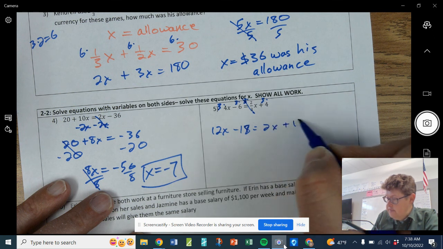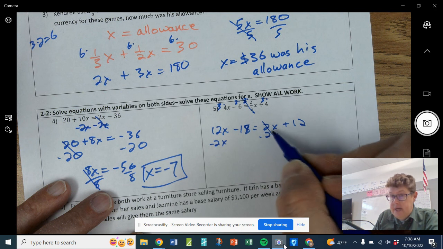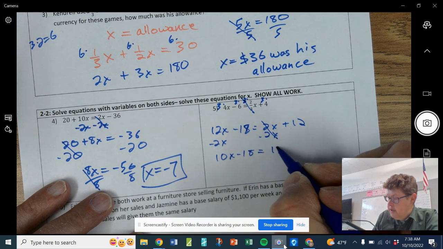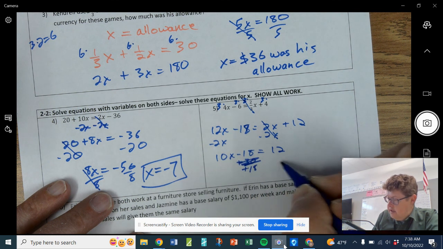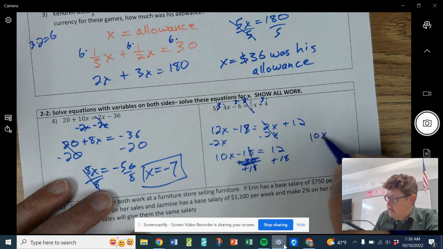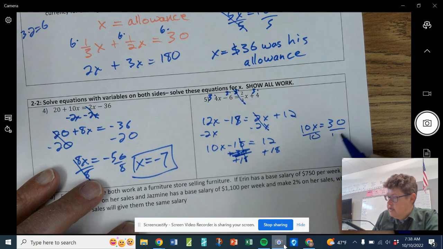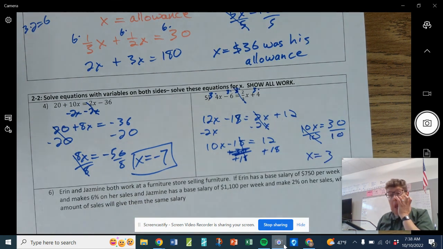And then plus 12. Okay, so I'm going to take that 2x over. It's positive, so I can subtract it. Gets me to 10x minus 18 equals 12. I'm going to add those together to get to 10x equals 30, 12 plus 18. We divide by 10, and again we get to x equals 3. Look at that. So many x equals 3.